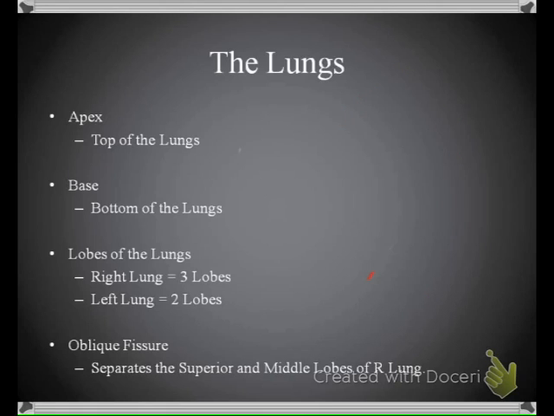Additionally, we have lobes of the lung which subdivide the lungs. The right lung has 3, the left lung has 2. So keep that in mind: right has 3, left has 2. We do see that we have an oblique fissure which separates the superior and middle lobes of the right lung.